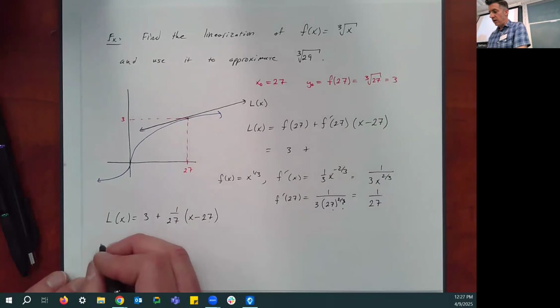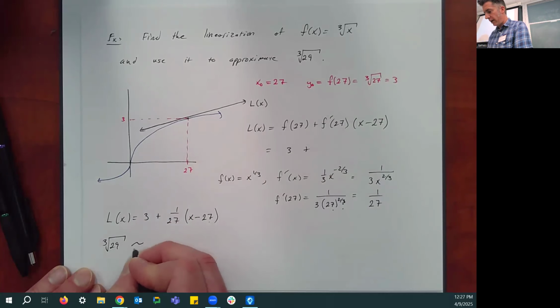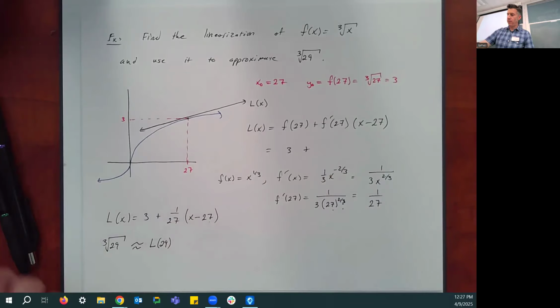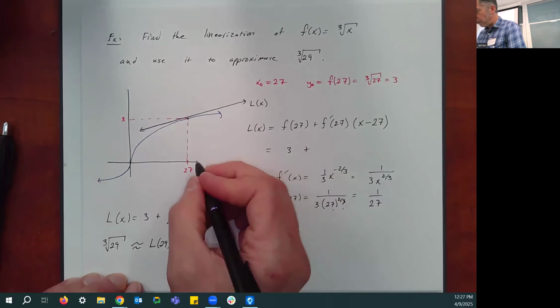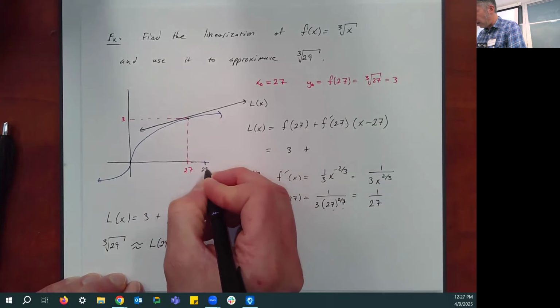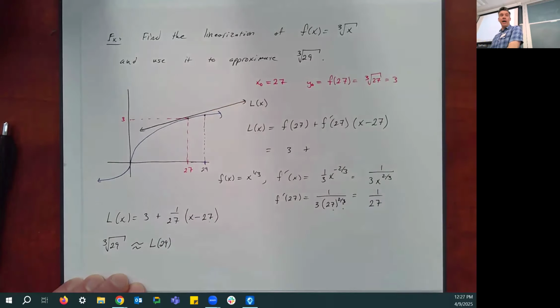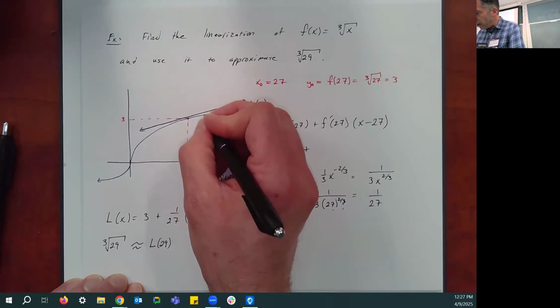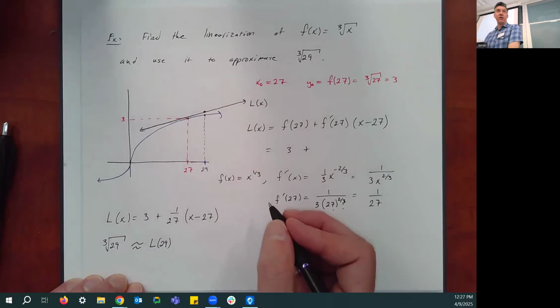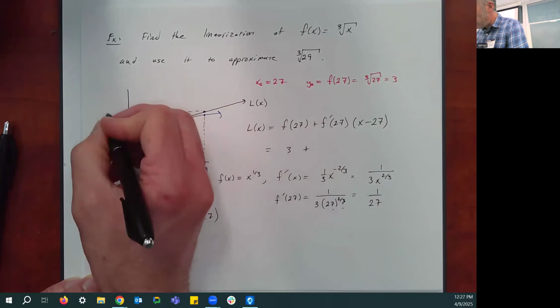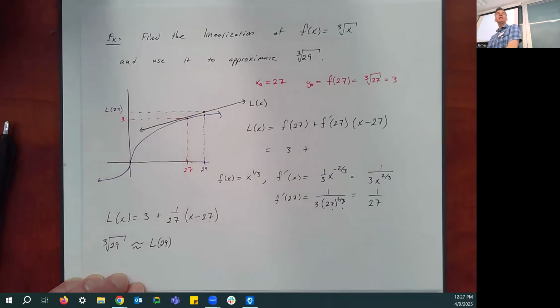But if I wanted to approximate the cube root of 29, I would say it's approximately equal to the linearization with 29 plugged in. Check it out. If 29 is right there, if I plug in 29, here's the function value, which we're actually not going to get. And then a little bit higher up, there's the value that we're actually going to calculate. So over here, that is our L of 29, which is a good estimate of the function evaluated at 29.